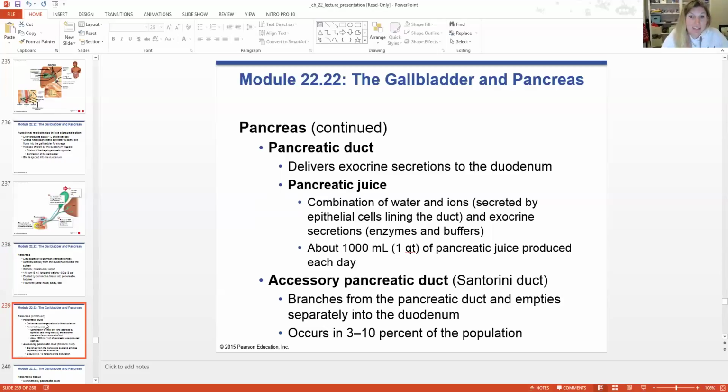There's also an accessory pancreatic duct called the Santorini duct. This is a branch from the pancreatic duct. It empties separately into the duodenum. It's not as high functioning. In fact, almost all of us don't even have one of these, but it's just kind of like a backup duct just in case the hepatopancreatic sphincter is damaged in some way.